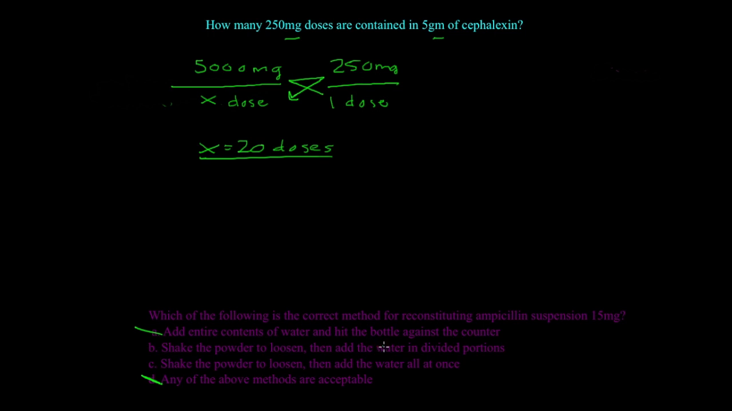Now, why do we want to do it in divided portions? Well, if you do it in divided portions, it helps mix it up equally. Whereas if you do the water all at once, you may still have some powder chunks somewhere in there. So it's not going to be C, so the answer is going to be B. Shake the powder to loosen, then add the water in divided portions.